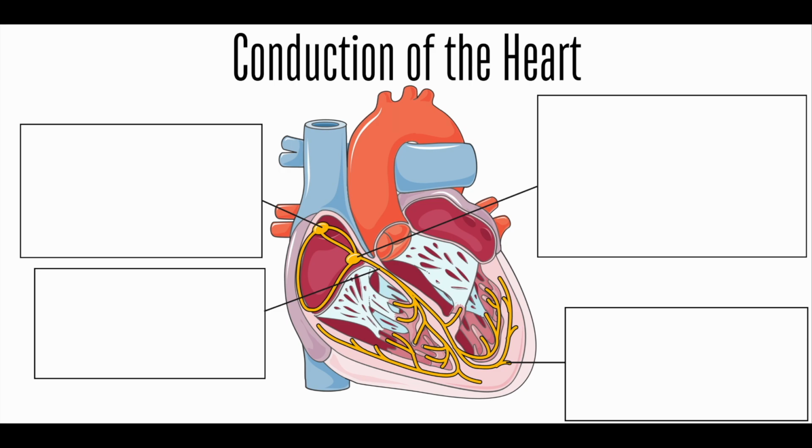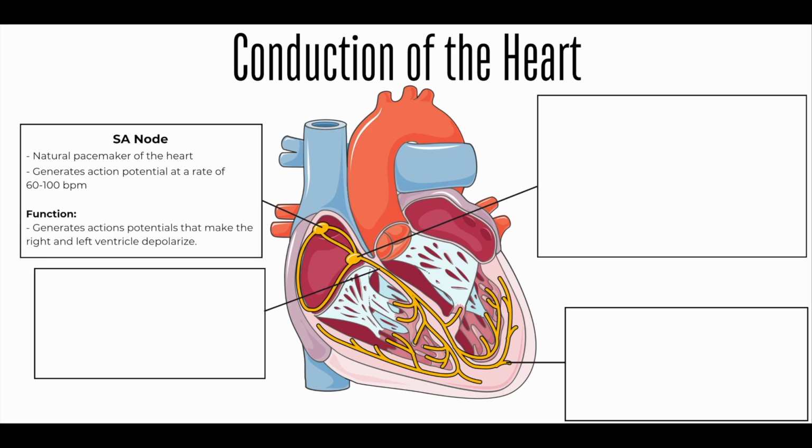So the conduction of the heart begins in the right atrium with the SA node, also known as the sinoatrial node. The SA node is often referred to as the natural pacemaker of the heart because it initiates the action potentials that set the heart rate. The SA node generates impulses at a rate of 60 to 100 beats per minute.